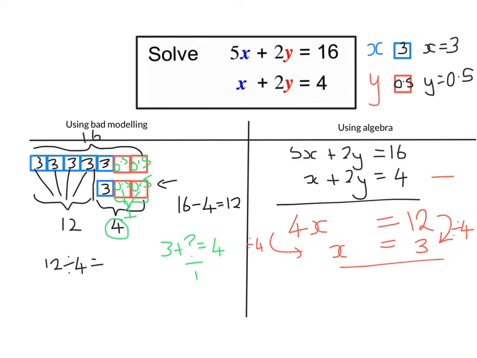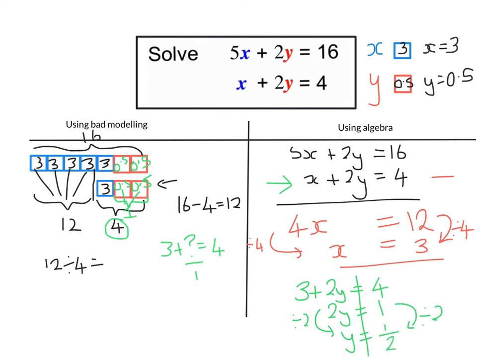Now once I've figured out that x is 3, I then need to figure out, well, what is y? So I substitute into this equation here. So if x is 3, that's 3 plus 2y is equal to 4. And I need to do a little balance method. Take away 3 from both sides. 2y is equal to 1, and then divide by 2 on both sides. 1 divided by 2 is a half, or 0.5, like I got doing the bar.